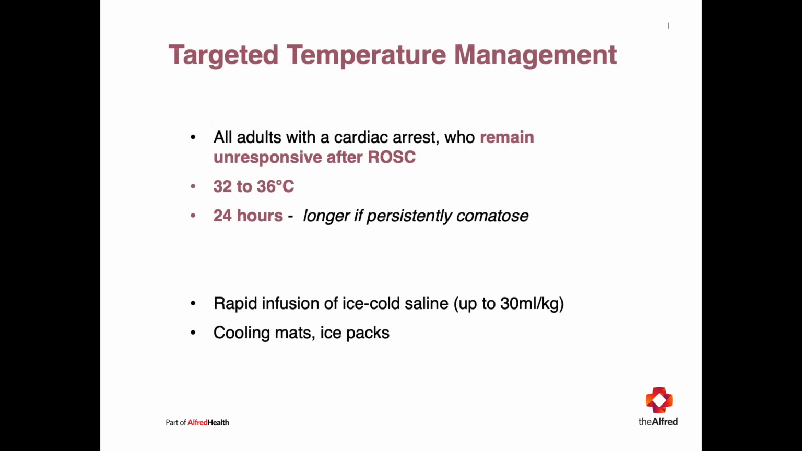The Australian and New Zealand Committee on Resuscitation also recommends maintaining a targeted temperature of between 32 and 36 degrees Celsius for a 24-hour period for all adults with a cardiac arrest who remain unresponsive after return of spontaneous circulation. Beyond 24 hours, targeted temperature management is recommended in those adults who remain persistently comatose. This can be established by a rapid infusion of ice-cold intravenous fluid, up to 30 ml per kilo, followed by the use of cooling mats and ice packs, and should be commenced once in hospital.